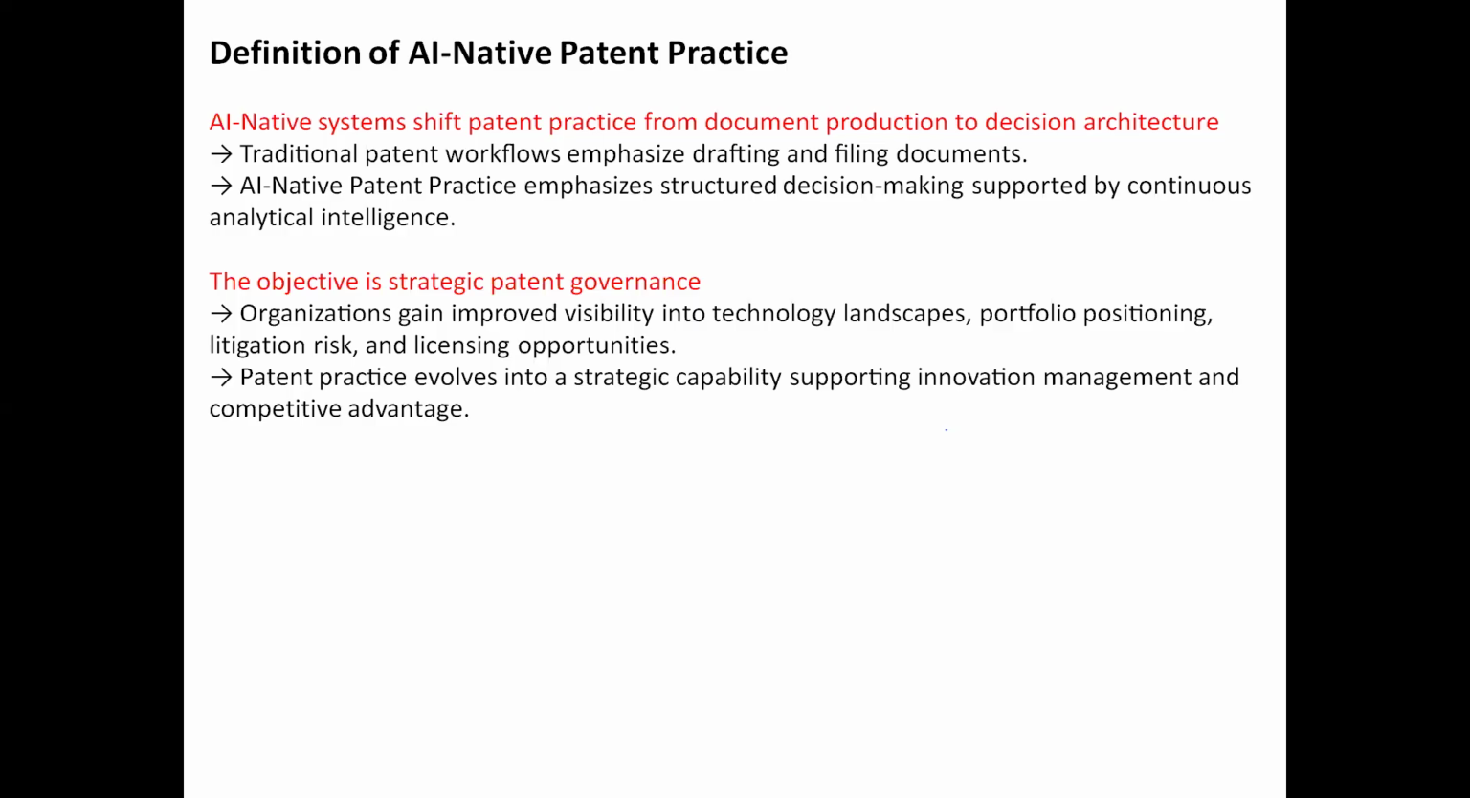A traditional patent workflow emphasizes drafting and filing documents, while AI-native patent practice emphasizes structured decision-making supported by continuous analytic intelligence that interacts with the human co-pilot. So the objective is strategic patent governance. Organizations gain improved visibility into technology landscape, portfolio positioning, litigation risk, and licensing opportunities. Patent practice evolves into a strategic capability supporting innovation management and competitive advantage.